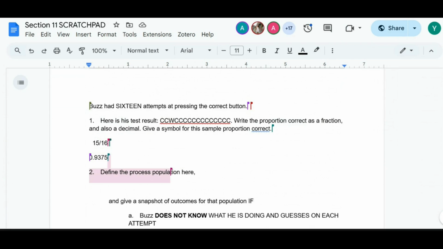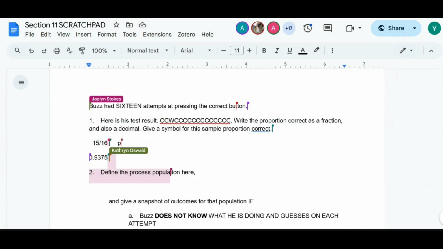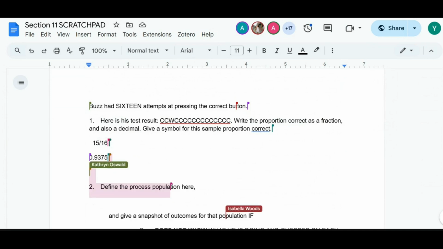Is it not typing now? Wait, is there something wrong with Google Doc? Because I don't see anything appearing at all. Is it not possible to type anymore? Did I lock it? Okay, no. So what is this answer? All right. Give a symbol for this sample proportion correct.